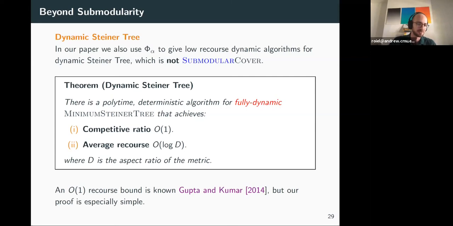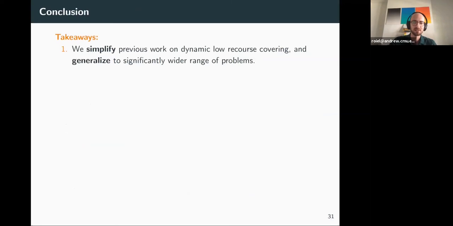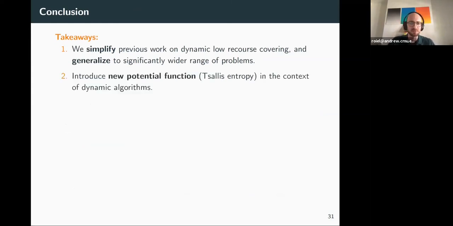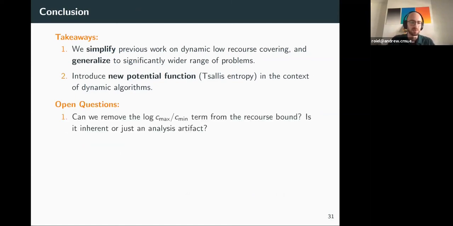And I find it exciting and promising that maybe you can use this framework for other things. So that's it. Let me just conclude. Takeaways from this talk: we simplify previous work on dynamic low recourse covering problems. We generalize to a significantly wider range of problems than was previously known. We introduce a new potential function, Salas entropy, in this dynamic algorithms context that we hope finds uses elsewhere. There's a bunch of open questions remaining from this work.